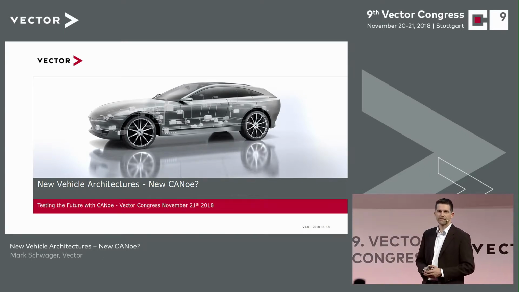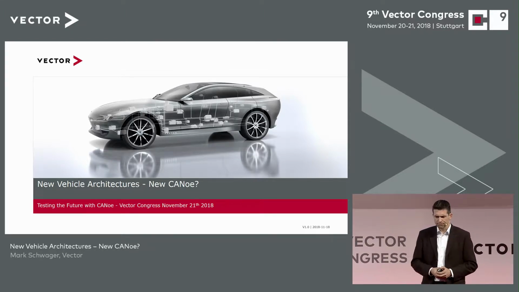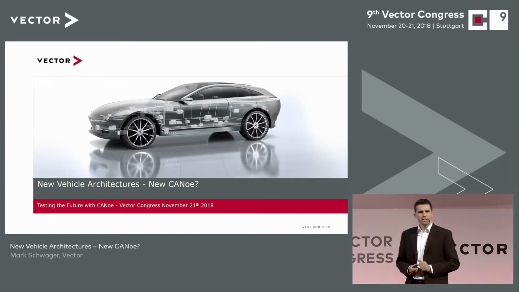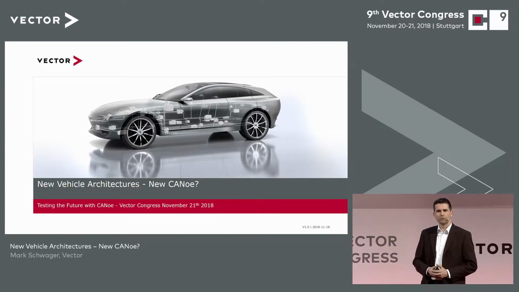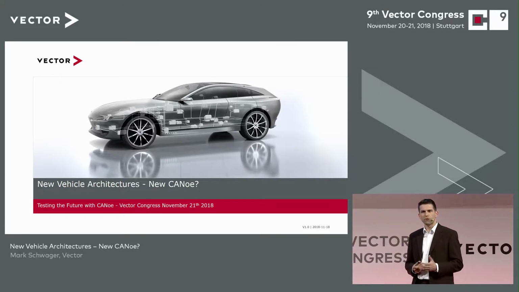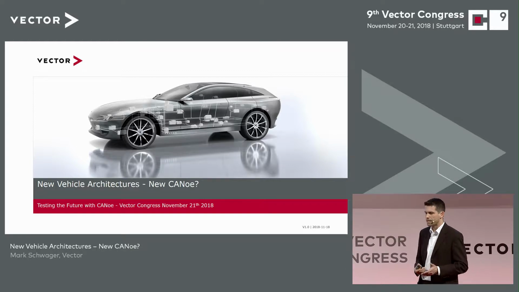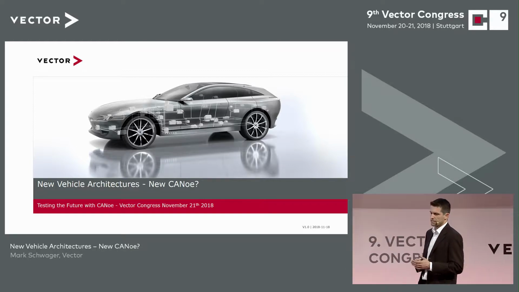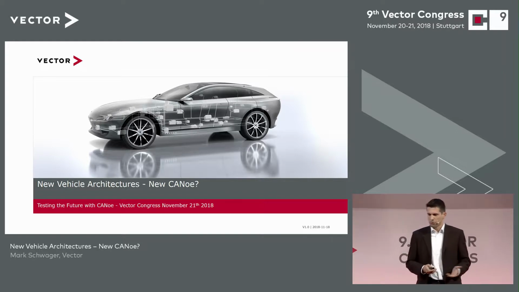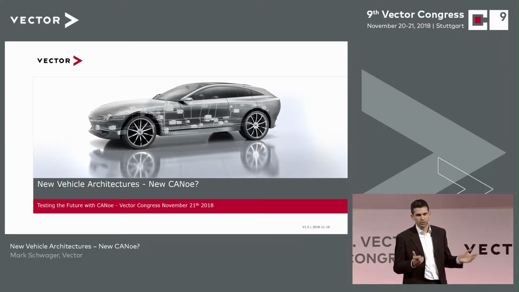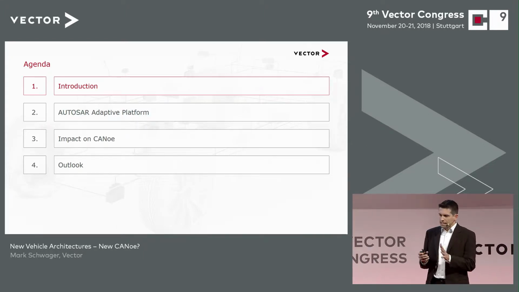Yesterday and also today we heard a lot about new vehicle architectures, new approaches, all new paradigm changes. And I wanted to think about it and the effects that this has on our tooling on Canoe. So what do I need in order to optimally test such new vehicle architectures? So my heading is New Vehicle Architectures, New Canoe, question mark. So let's just simply take a look.